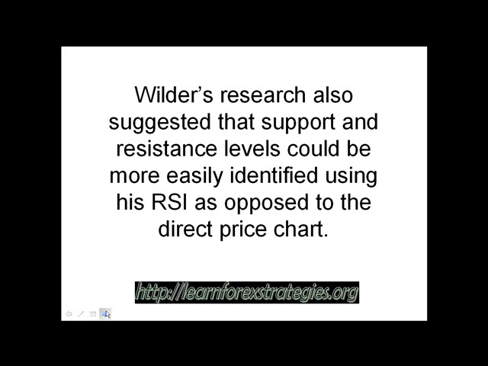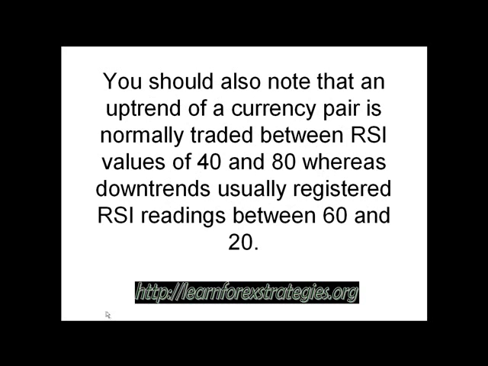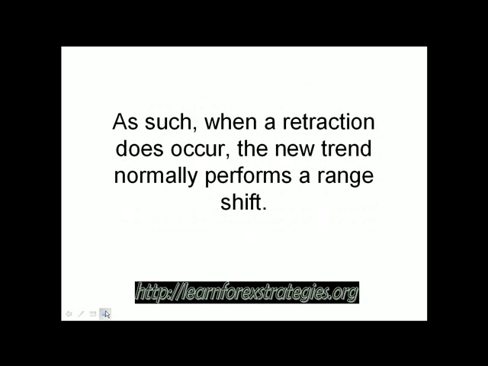Wilder's research also suggested that support and resistance levels could be more easily identified using his RSI as opposed to the direct price chart. You should also note that an uptrend of a currency pair is normally traded between RSI values of 40 and 80, whereas downtrends usually registered RSI readings between 60 and 20. As such, when a retraction does occur, the new trend performs a range shift.